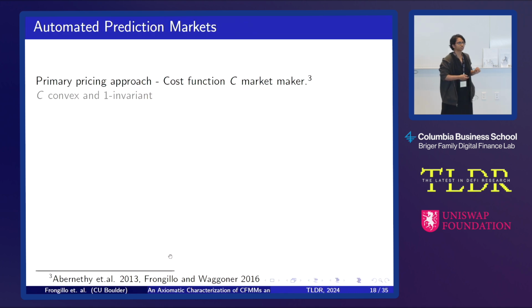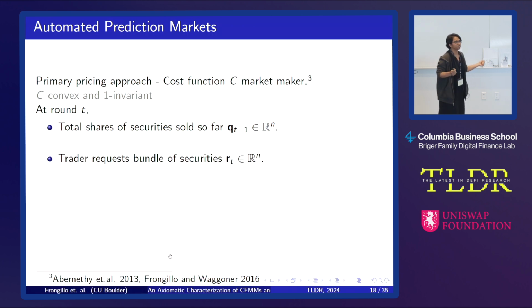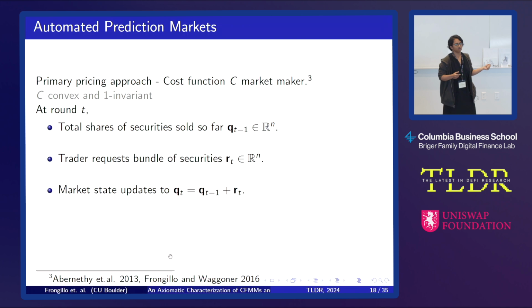The primary approach in the prediction market literature is to employ what is called a cost function C, which is convex and once invariant. The way the prediction market proceeds is, at round T, there's a state of the world so far, which is the total number of securities or shares sold so far, Q_{T-1}. A trader comes in and requests a bundle of securities R_T. The market updates its state to Q_{T-1} + R_T.